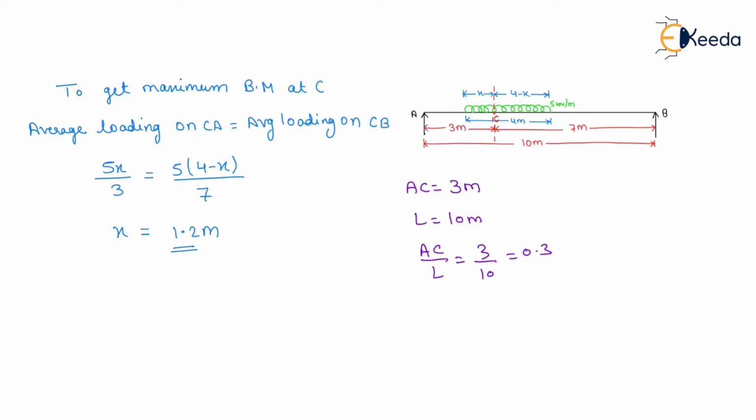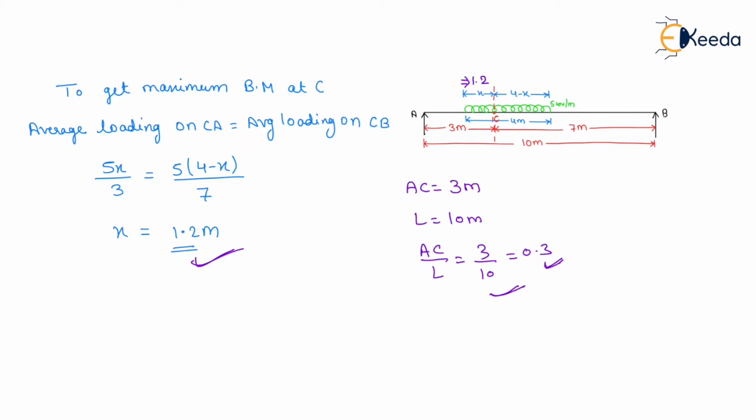Now if you want to set the UDL in the AC portion, then you need to multiply the UDL length with this factor, that is 4 into 0.3. You will get this value as 1.2. So you have determined the value of x as 4 into 0.3, that is 1.2. So you can determine the value of x from this concept also and from this concept also.